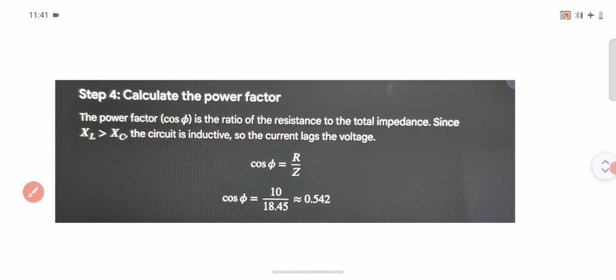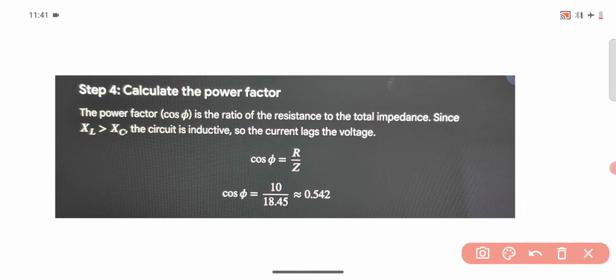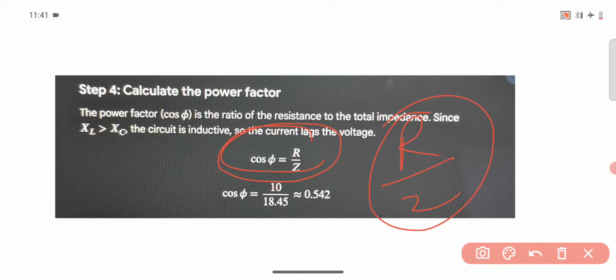Next, we have to calculate the power factor. The power factor formula is the ratio of resistance to the total impedance, that means R divided by Z. You should memorize this formula. You need to remember it because the formula of power factor is cos phi equal to R by Z, and we already know R is equal to 10 ohm and Z is the total impedance, which we already calculated above, so we can easily calculate the power factor.